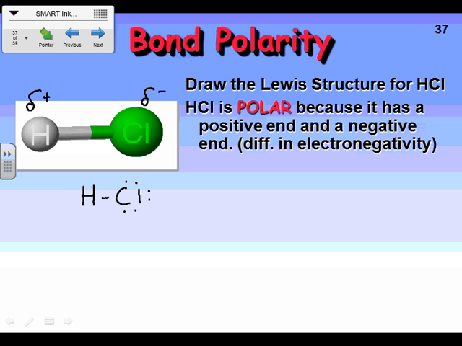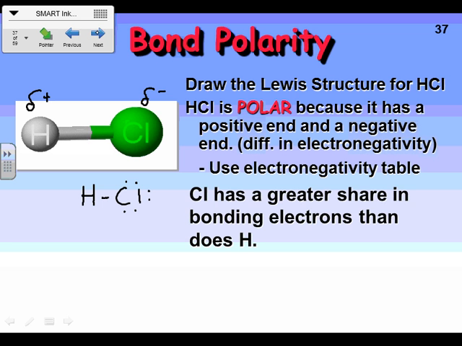Where it gets difficult is when we start talking about the molecules that we've been dealing with when we've been talking about the molecular shapes, okay? How do we know if those are polar or not? And this is just elaborating on that. Do you have to fill this in your notes, or is it already filled in for you? Cl has a greater share in bonding electrons than the H does. Okay, you don't have to fill that out.